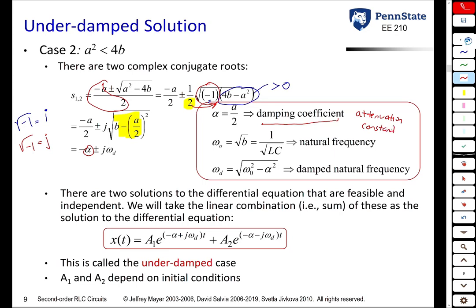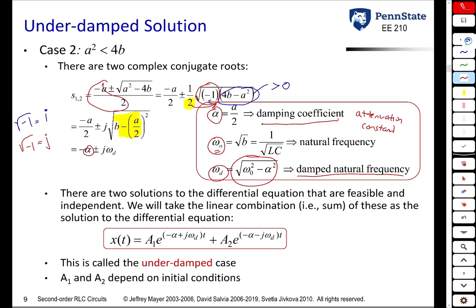The square root of b minus a over 2 squared, we're going to call omega d. We're going to call that the damped natural frequency. There's also another term called the natural frequency, which is omega naught, which is just the square root of b, or 1 over the square root of LC. And it turns out that omega d, omega naught, and alpha are related by this expression here. Don't worry about these details at this point.